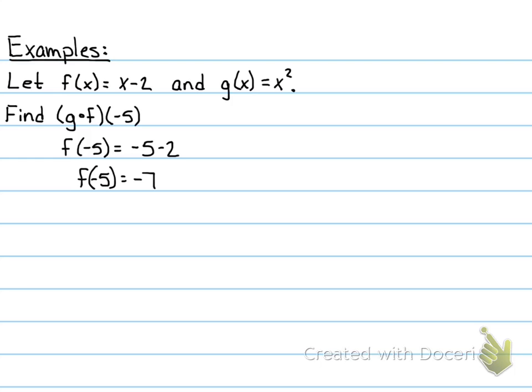Since that's my result, I now use it as my input for the g of x, which was x squared. So now I'm going to say g of f of negative 5 equals, since my end result of f of negative 5 was a negative 7, I substitute that in for my x for the function g. So a negative 7 squared ends up being a positive 49.